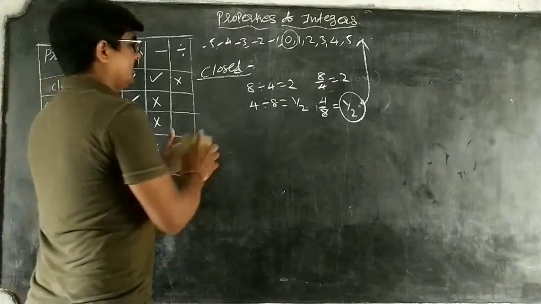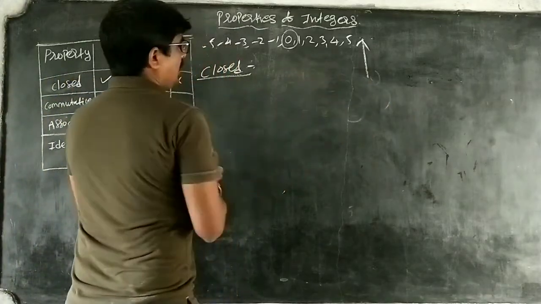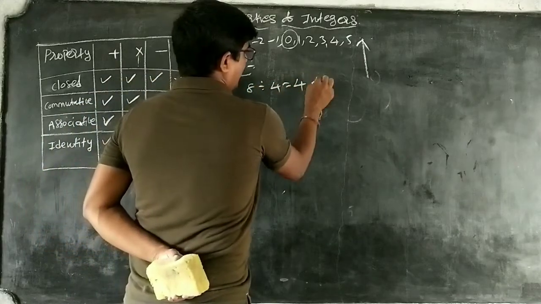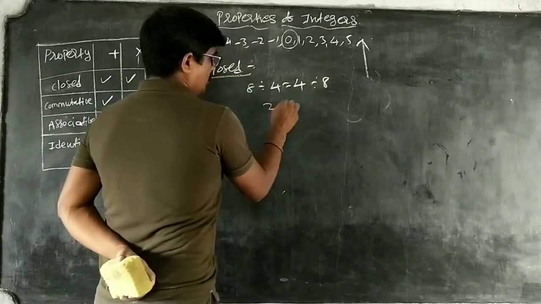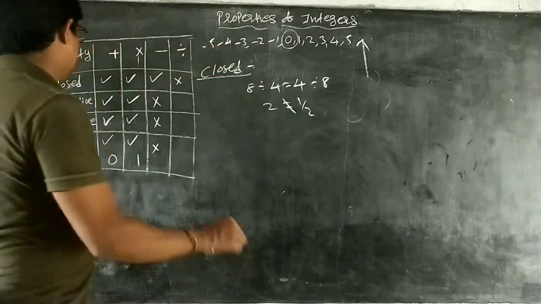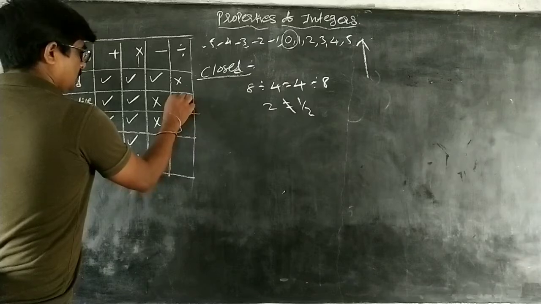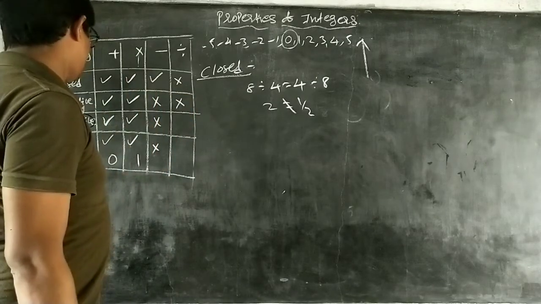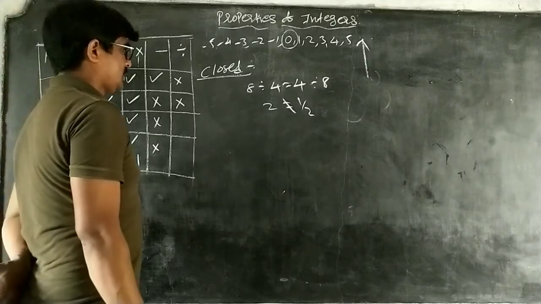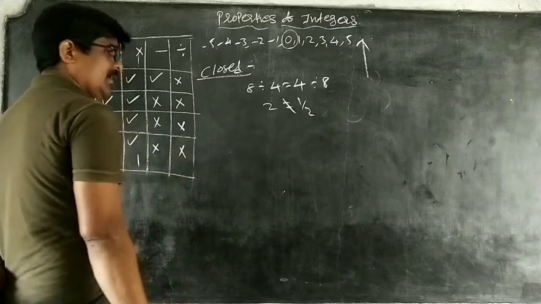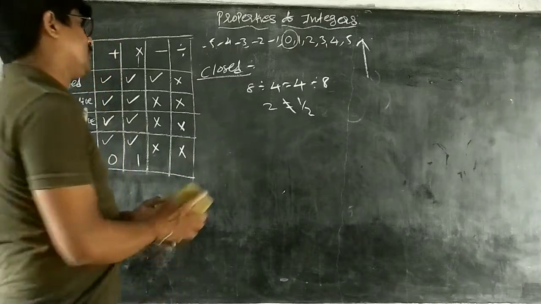Next, similarly, 8 divided by 4 is equal to 2, and 4 divided by 8 is equal to 1 by 2. Both are not equal. So, this is not commutative. Next, associative, no. Identity, no identity.